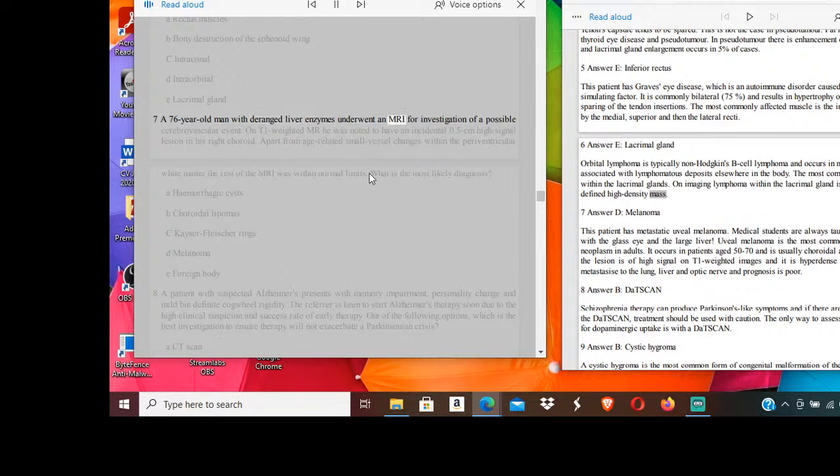A man with deranged liver enzymes underwent an MRI for investigation of a possible cerebrovascular event. On T1-weighted MR he was noted to have an incidental 0.5 cm high signal lesion in his right choroid. Apart from age-related small vessel changes within the periventricular white matter, the rest of the MRI was within normal limits. What is the most likely diagnosis? A. Hemorrhagic cysts. B. Choroidal lipomas. C. Schizocephaly rings. D. Melanoma. E. Foreign body.